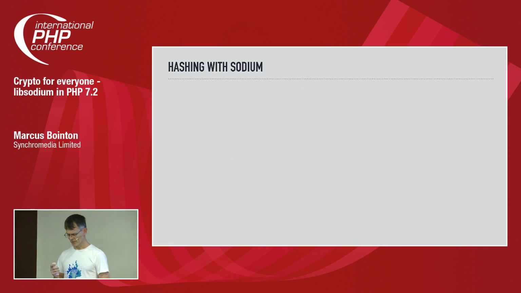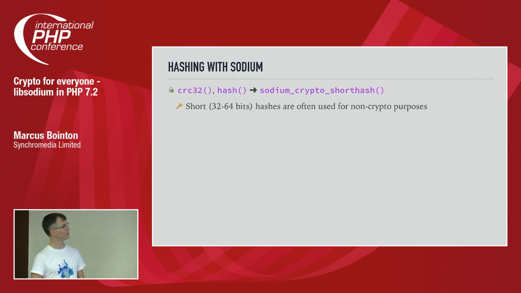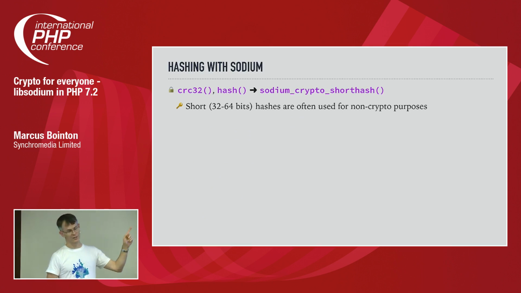So how do we hash things in Sodium? Well, in PHP we've got, say, a short hash. So this is for something like little checksums on communication packets, something small. The hash function in PHP gives you access to a whole long list of maybe 30 or 40 different hash algorithms. And again, this is a situation where you probably don't know what those hash algorithms do. I don't know most of them.